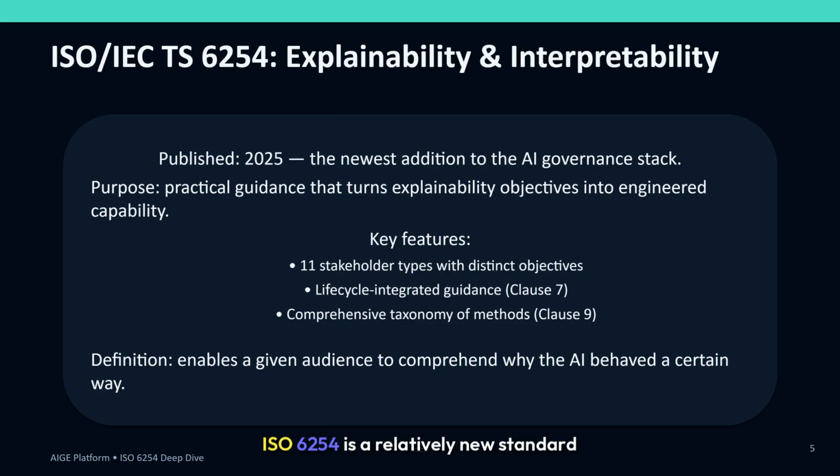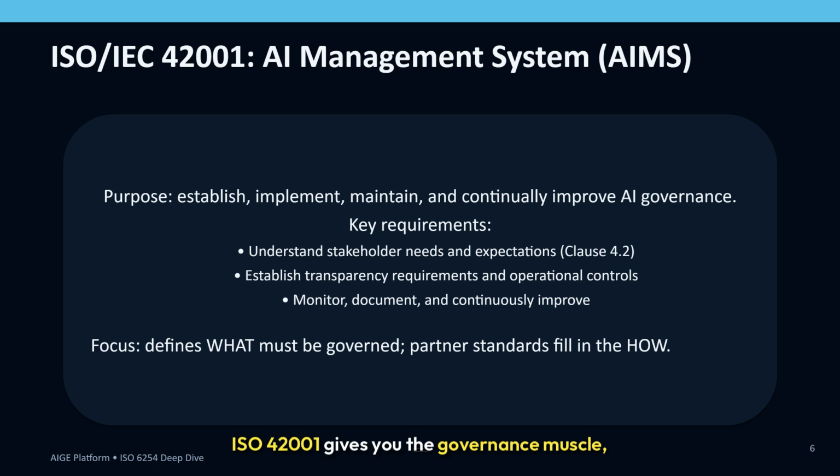ISO 6254 is a relatively new standard, and it catalogues 11 stakeholder types, maps explainability across the lifecycle, and provides an implementation taxonomy. Anytime someone says, "Make this AI explainable," this is the clause that you reach for. ISO 42001 gives you the governance muscle. Clause 4.2 demands you understand stakeholder needs. Clause 8 drives operation and monitoring, and everything must be documented. It's similar to ISO 27001, but fine-tuned for AI.